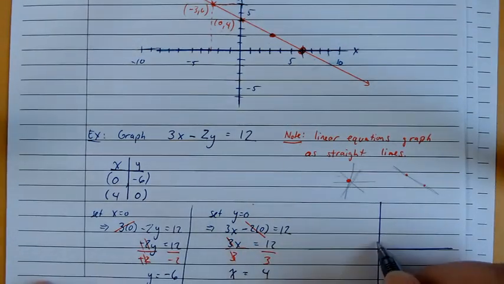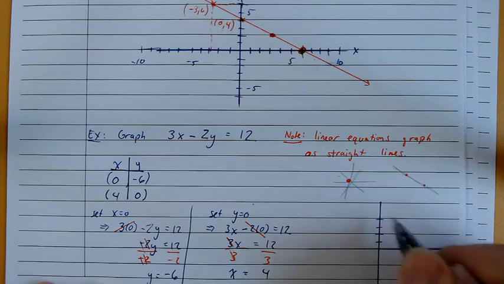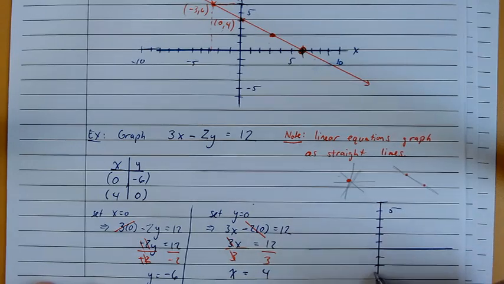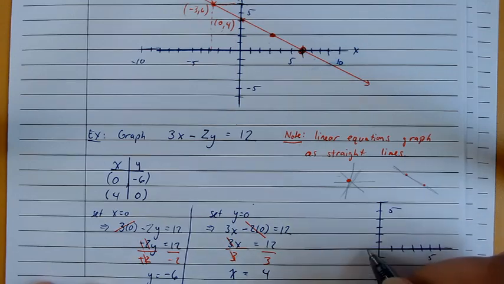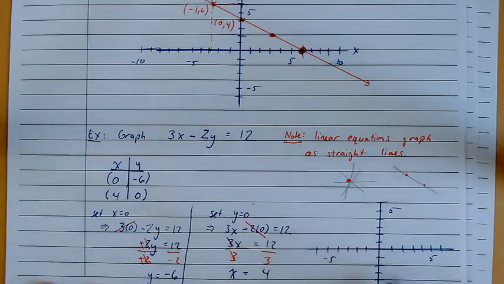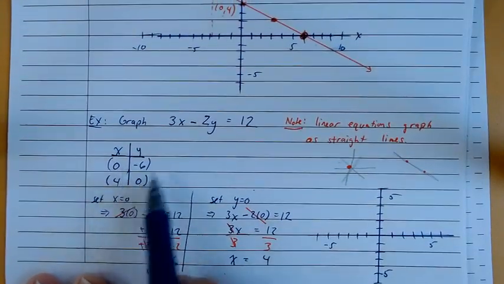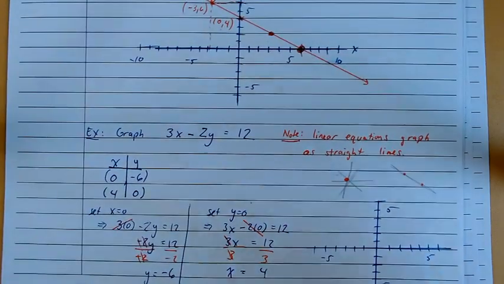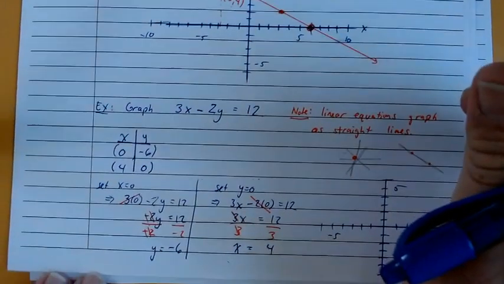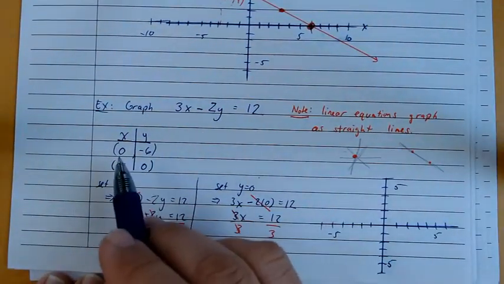Let's see here. That's 1, 2, 3, 4, 5, 6. 1, 2, 3, 4, 5, 6. Let's make that negative 5. 1, 2, 3, 4, 5, 6. And 1, 2, 3, 4, 5, 6. Okay. And the reason I'm going up to 6 is because that's the biggest number that I have here, or negative 6. If I had bigger numbers that I needed to graph, well, then I would make my graph a little bit bigger. All right, so I have one solution, 0, negative 6.